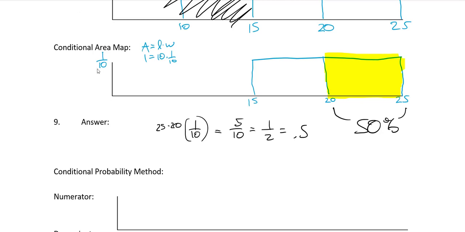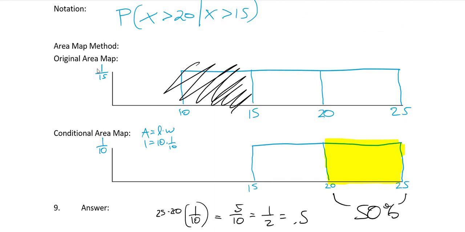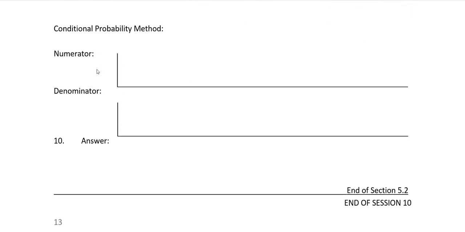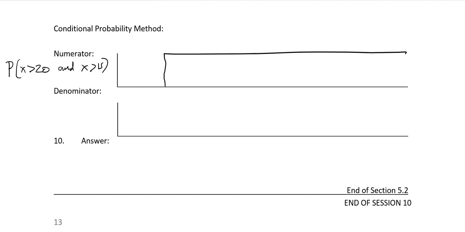So that was using the notation in the area map method and the rectangle. But what I want to show you is the conditional probability method here, using the notation of the probability of x is greater than 20 given x is greater than 15. So this is a nod back to my probability unit, where we can actually use the full size of our area map going back to when it started at 10.